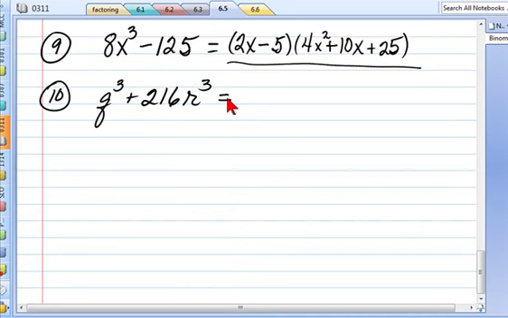There's not a common factor. I see some exponents of 3, so I'm thinking cubes. Is 216 a perfect cube? Yes, it is. So I'm ready to do my factoring. The cube root of q to the third is q, plus sign. The cube root of 216r to the third is 6r.